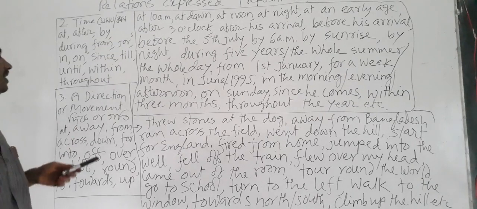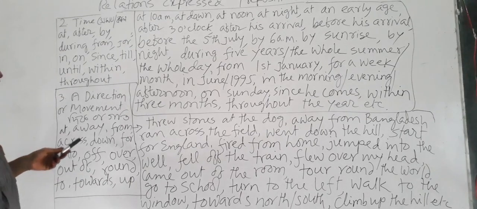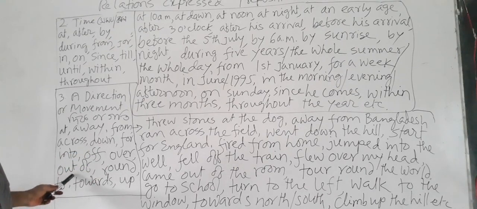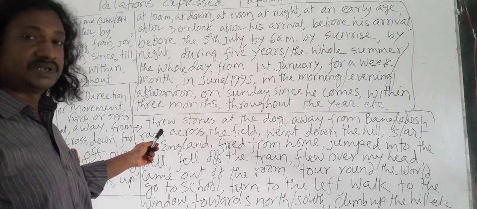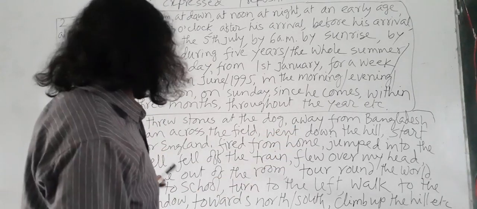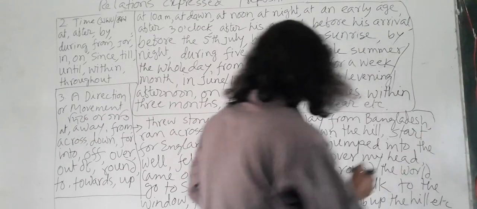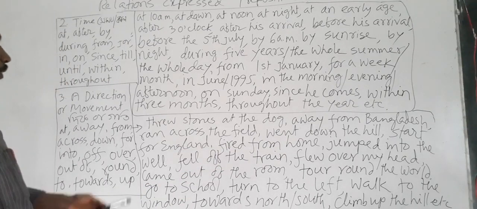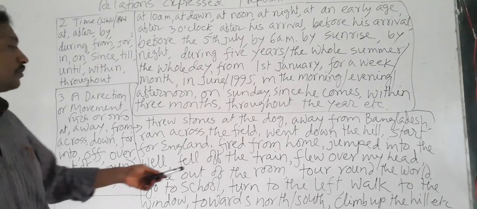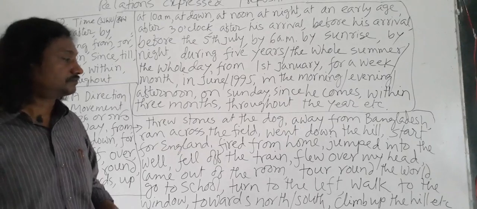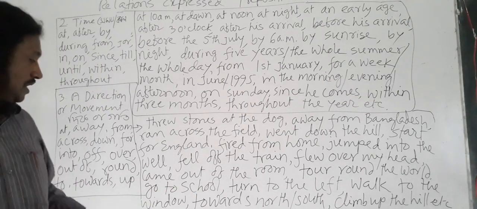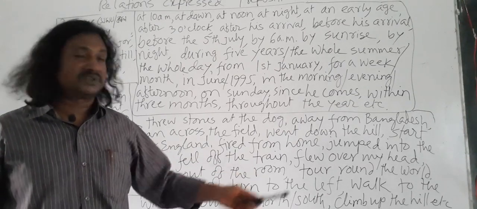Number 3, directional movement. In the case of directional movement, we use these prepositions: at, away from, across, down, for, into, of, over, out of, round, to, towards, up. The use of these prepositions: throw stones at the dog, away from Bangladesh, ran across the field. He went down the hill, started for England, fired from home, jumped into the well, fell off the train, flew over my head, came out of the room, tour round the world, go to school, turn to the left, walk to the window, towards north or south or any direction, climb up the hill, etc.